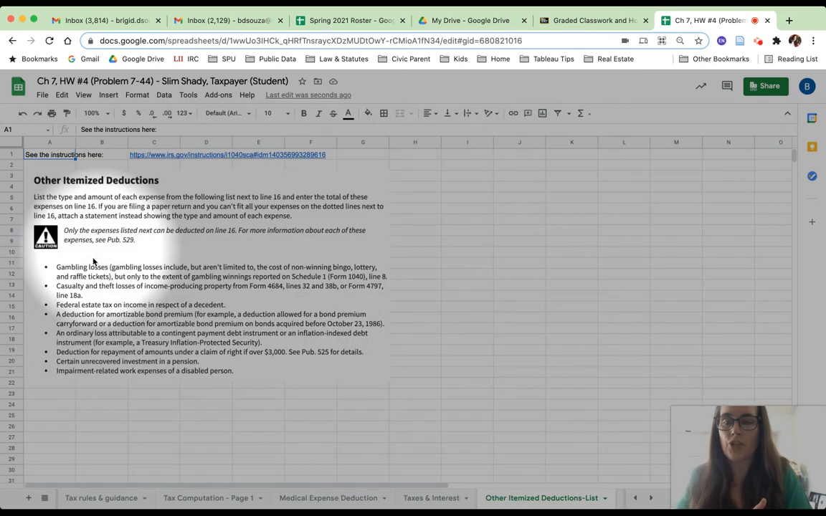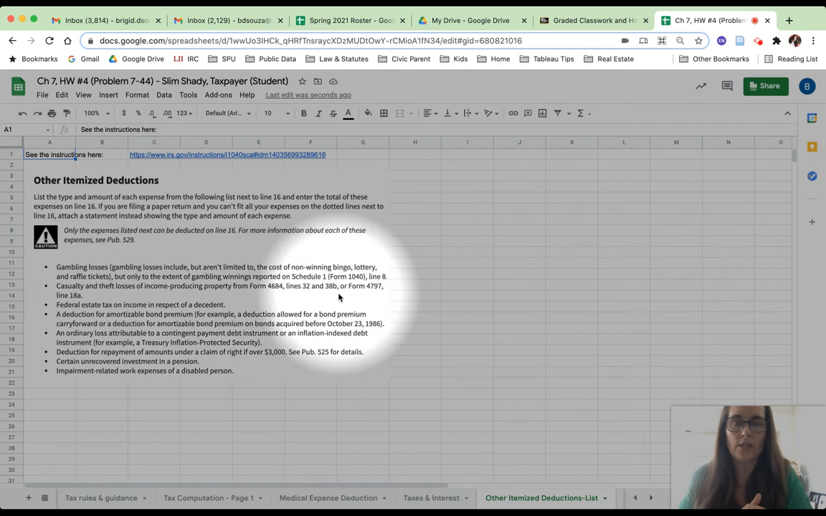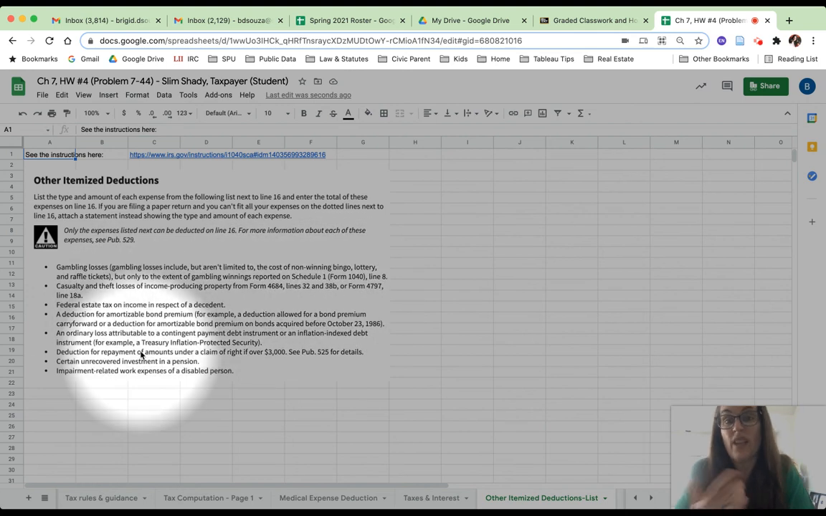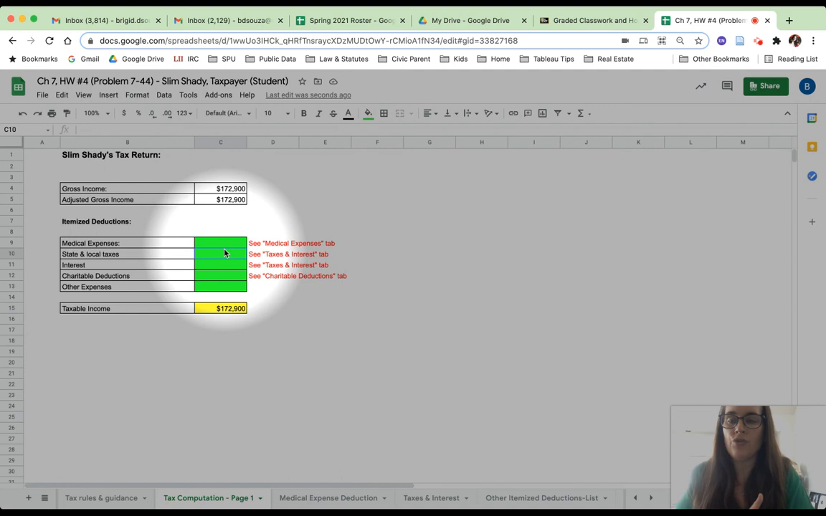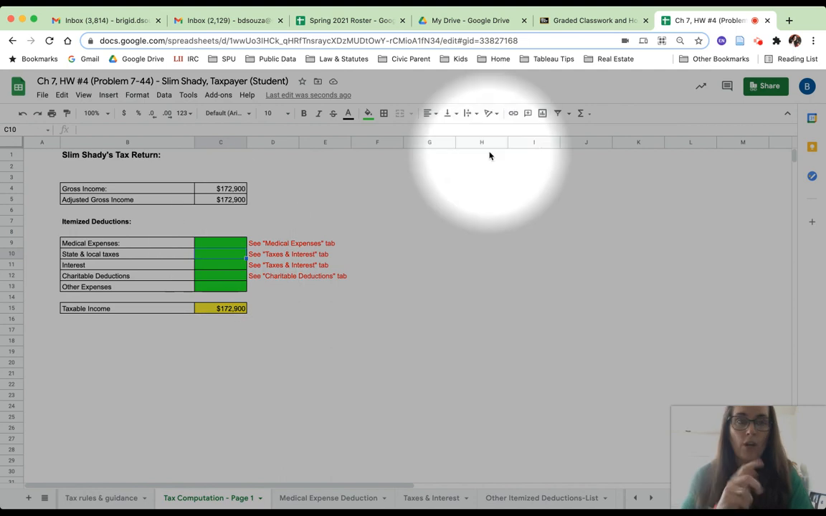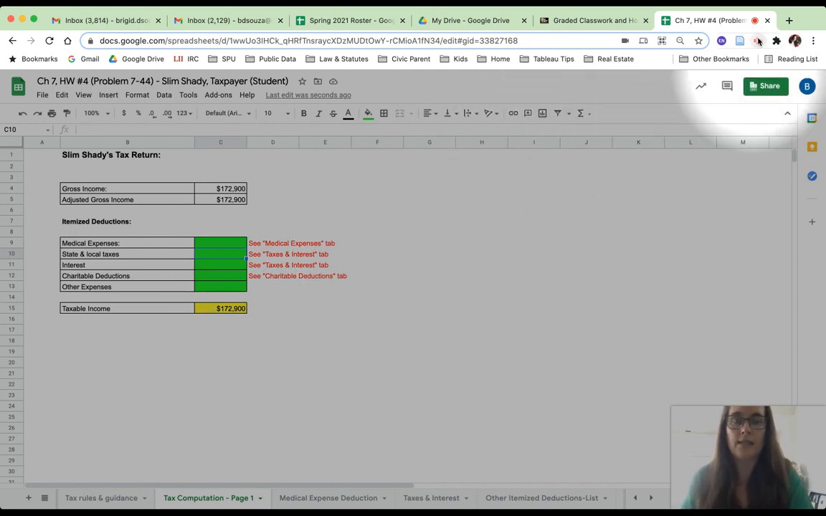I've got other tabs in the file related to taxes and interest, and other itemized deductions, where I have some rules. I'm going to ask you to read through the itemized deductions that Slim Shady has and see whether they qualify as other itemized deductions. Then everything rolls up into the computational tab. Feel free to do all this on paper, but I wanted to provide you with the frameworks so you could try to solve the problem on your end. Take your time with it and reach out with questions. I hope this is helpful, and I'll see you in class on Monday. Thank you.